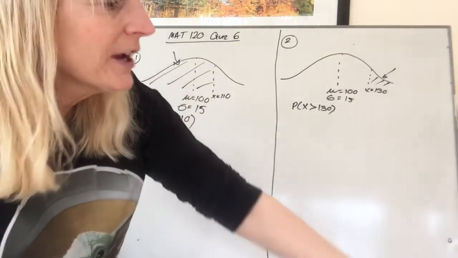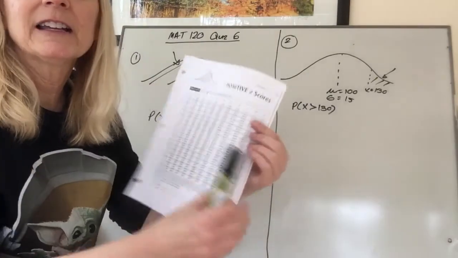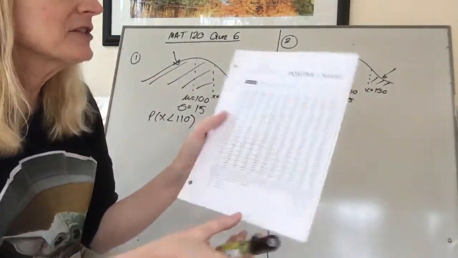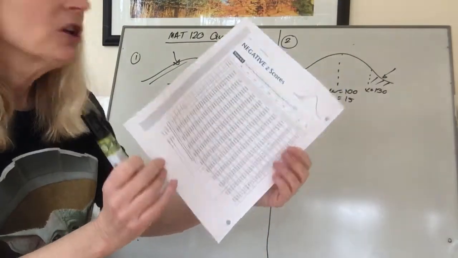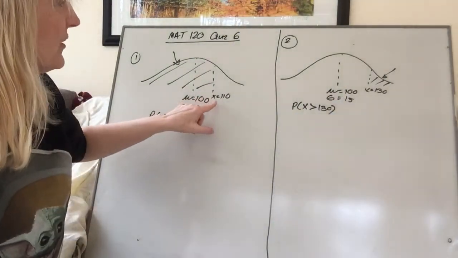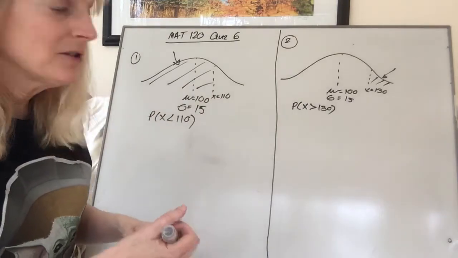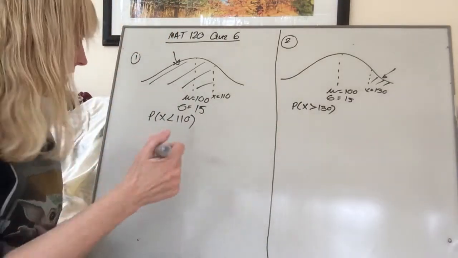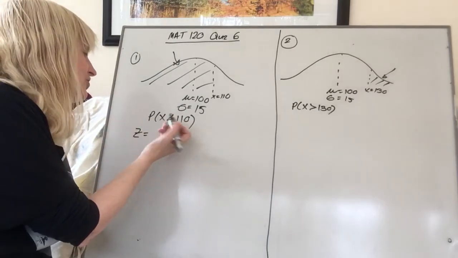So what you got to do is take out those sheets that I gave you. I gave you attachments for these sheets. It has positive z-scores and negative z-scores. So basically what we got to do is convert these x's to z's using that formula. So remember that formula, you guys. How do you convert an x to a z? X is just a data value.